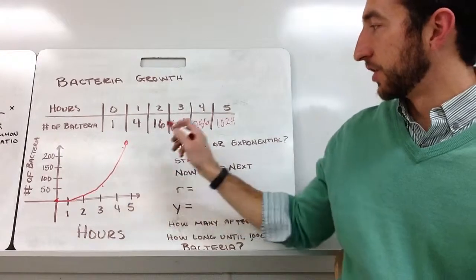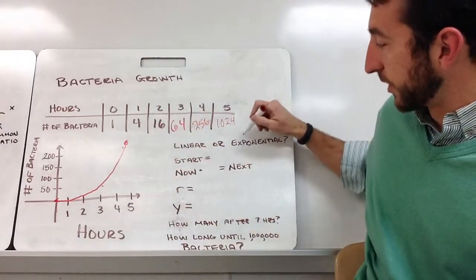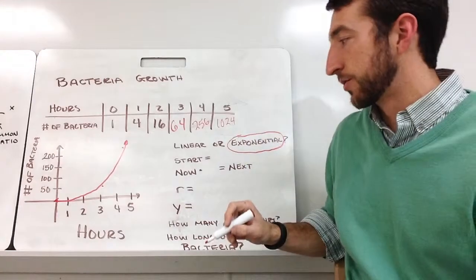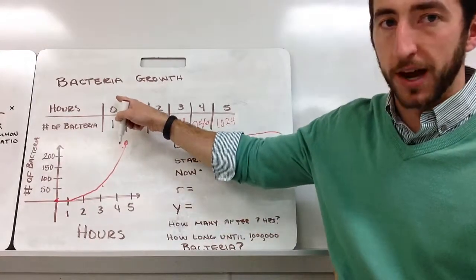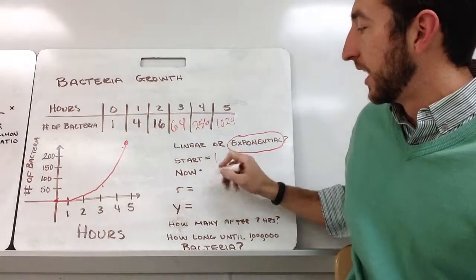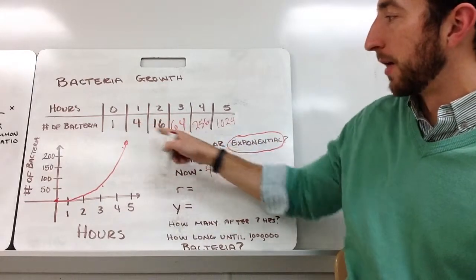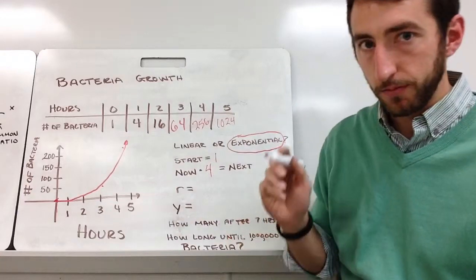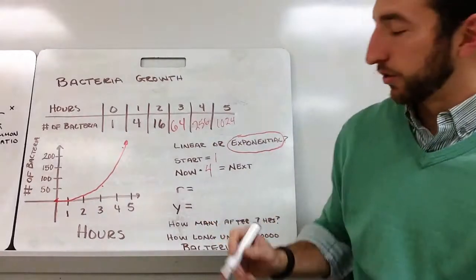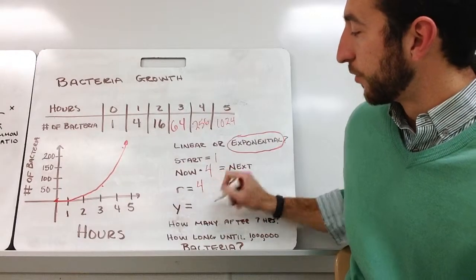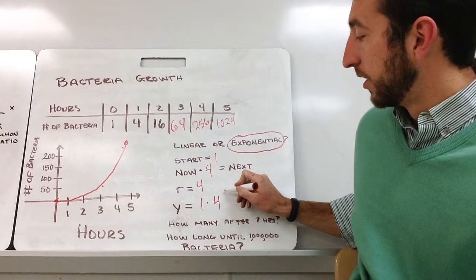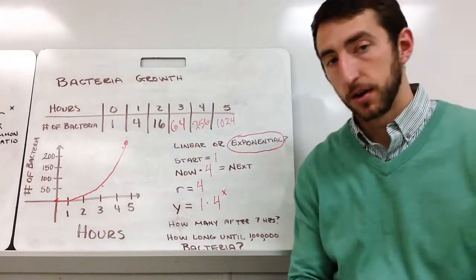So now knowing this, we know our pattern is 4, so we can answer whether it's linear or exponential. We know that it's exponential. My start is always when my hour is 0 or my x is 0, so my start is 1, and we're multiplying by 4 to get that pattern. Now I want to write this y equals. In order to do that, I need my r. I know my r is 4 and my starting point is 1, so I have 1 times 4 raised to the x power.